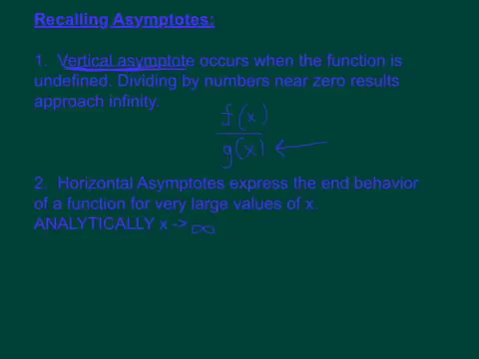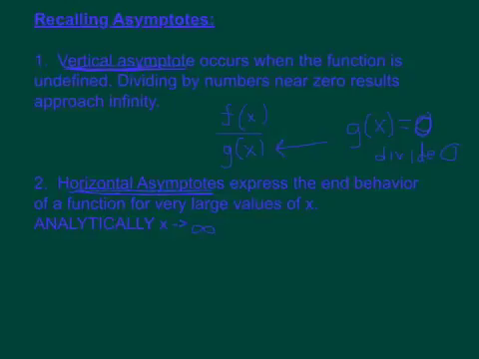Don't ignore the numerator for the possibility of holes, but whenever this denominator is 0, those values of x are your vertical asymptotes, because then the function will be undefined. You're trying to divide by 0, and that is not something that is realistically possible. Those are the values of x that give us the vertical asymptote. We've done that before. Here's the brand new exciting thing: horizontal asymptotes.